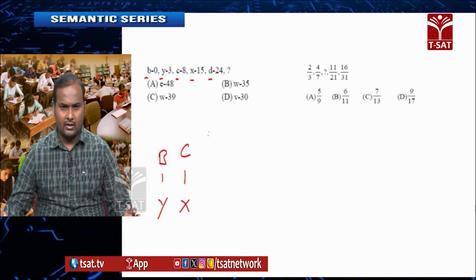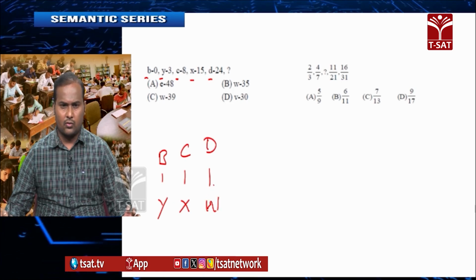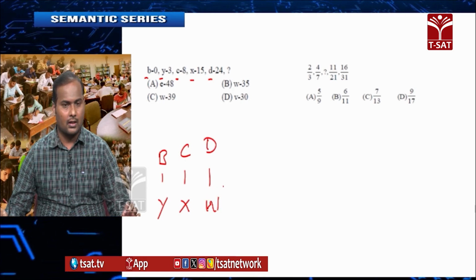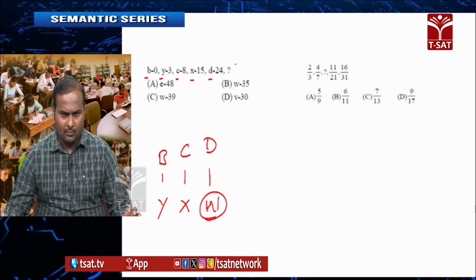Now, if you have D, the opposite will be W. So you got one particular series regarding alphabets. So that is W, and in the options you have W.